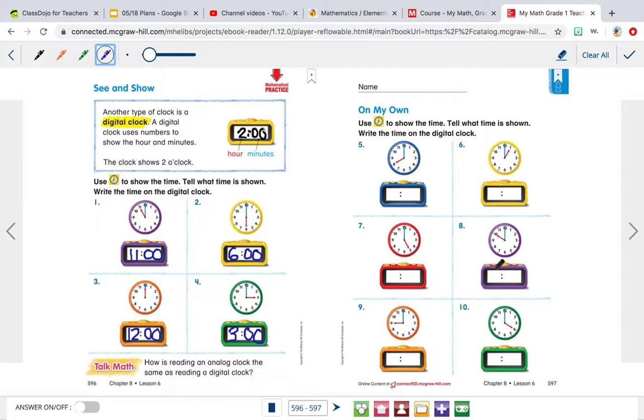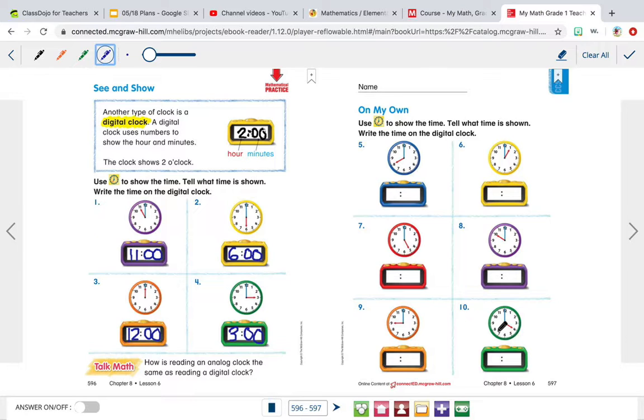Now for on my own, you're going to read the time up here and put it down here on the digital clock from 5 to 10. I'll give you about 5 minutes. You can go ahead and pause this video now and come back to it. 3, 2, 1, pause.